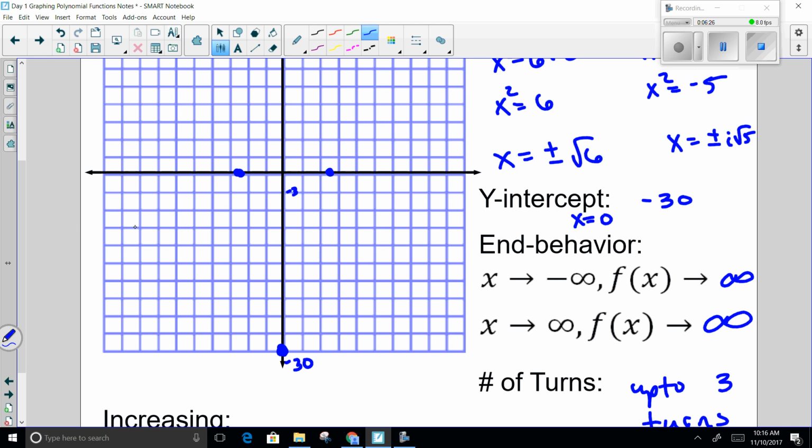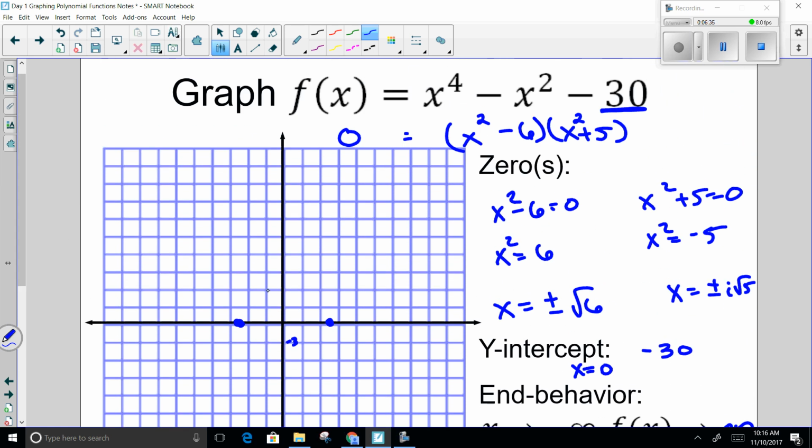Then what we do is we use our end behavior. As x goes to negative infinity, what's going to happen to the y values? The y values are going to go to positive infinity. So the only place the graph can cross the x-axis is right here and right here. So as x goes to negative infinity, the y values are going to go up like this. As x goes to positive infinity, the graph is going to go up like this.